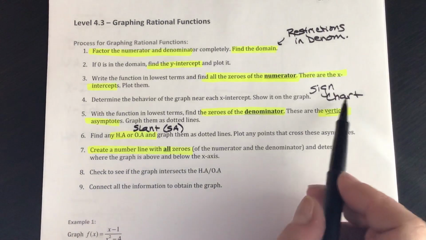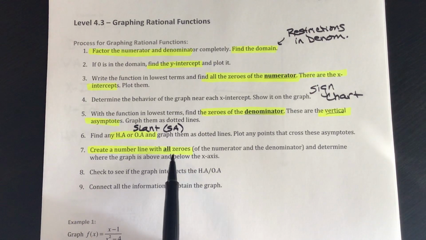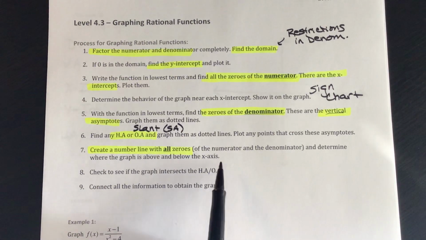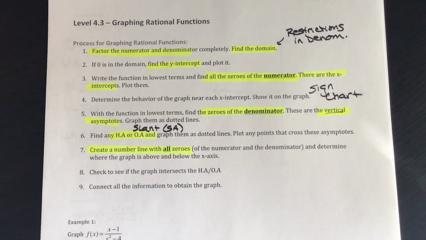And then this is what I was talking about with the sign chart. On our number line, our sign chart, we're going to put anything that is x related. So we're going to put in vertical asymptotes, x-intercepts, anything that is going to happen around the x-axis. And then we're just going to connect all the information and look at a graph.